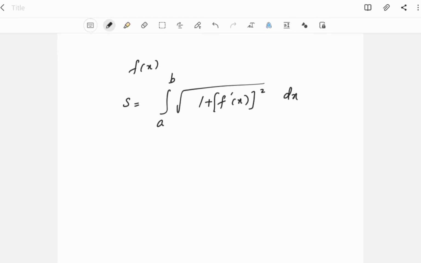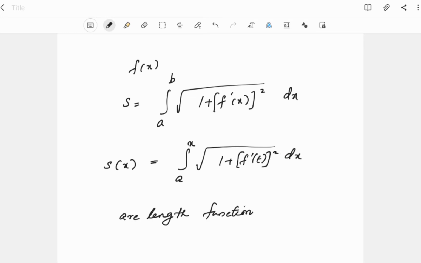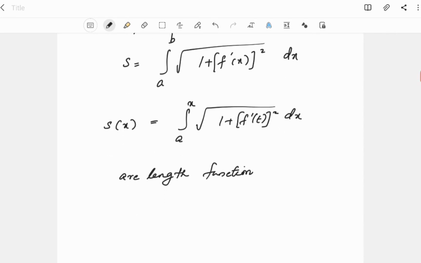This gives the length from point A, f of a, to B, f of b, and we can also define an arc length function s of x for each x in the closed interval a b. That function is defined by the integral from a to x of the square root of 1 plus f dash of t the whole square dt. Now we have s of x equal to this integral, and we are going to apply the fundamental theorem of calculus.